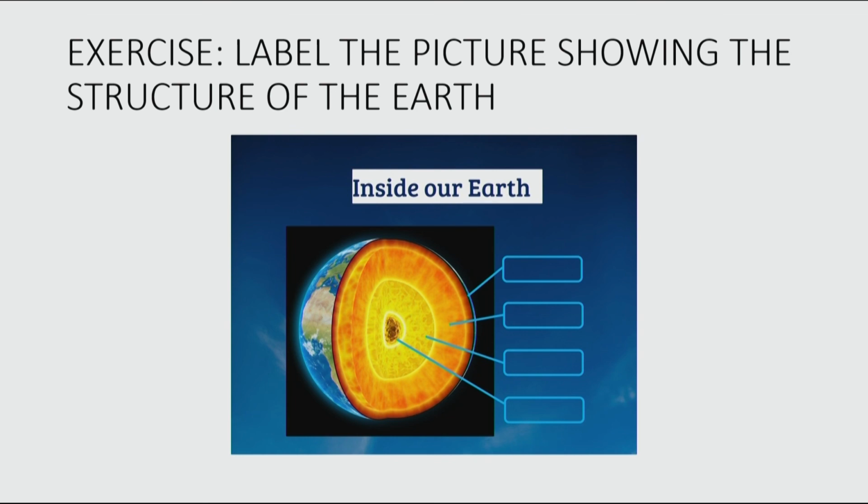So, having come to the end of the lesson today, we've established some points. We're looking at the main parts of the Earth. And these are the crust, the mantle, the outer core, and the inner core. We also looked at their specific characteristics in terms of state of matter and the temperature.